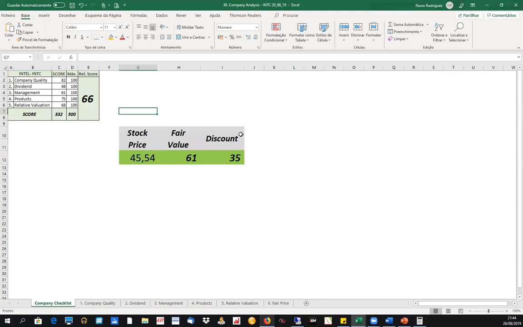So if we go back here to the main tab, we now have all the information that we need to make a decision. So how good is Intel? Well, 66% overall is really, really good, well above the 50% average, all right? So good quality company, good management, great products, cheap. However, in terms of dividend, it's not the best company, all right? But still, 35% discount with the fair value of 61.